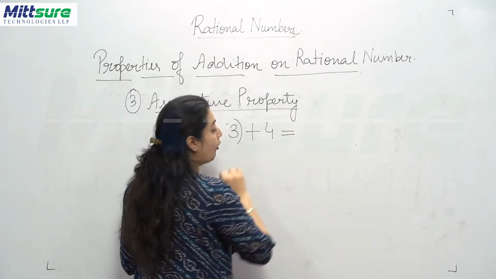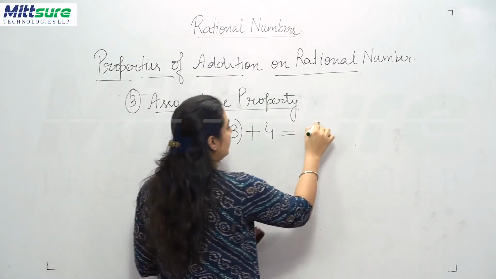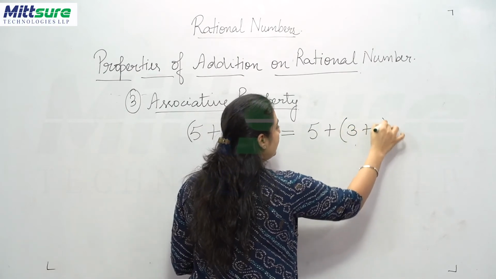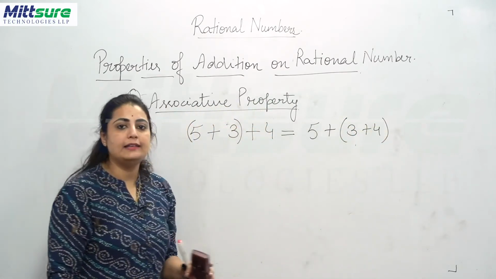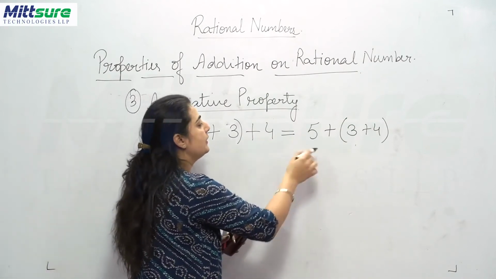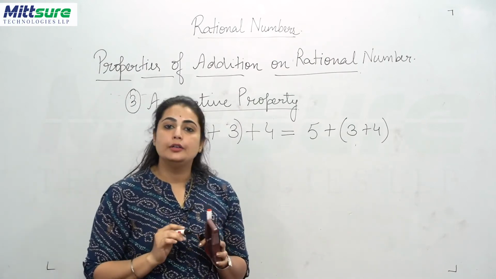Now I have to find out whether this sum is equal to the other arrangement where I will be keeping 3 and 4 inside the bracket. So I have to find out whether these two arrangements are going to give me the same sum or not.